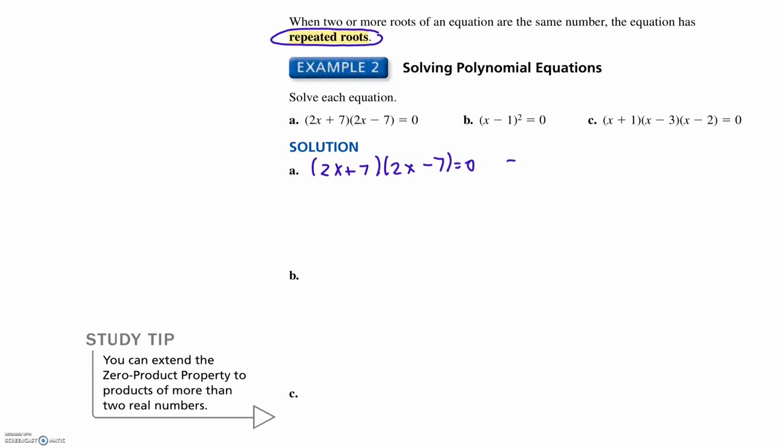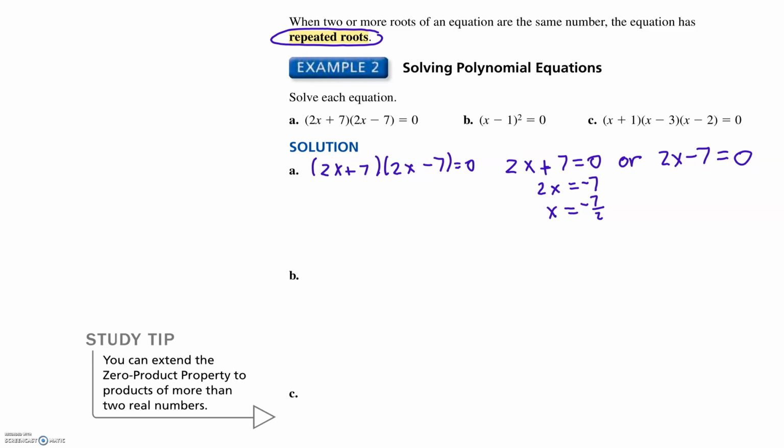So we just use the zero product property and set each factor equal to 0. 2x plus 7 would have to equal 0, or 2x minus 7 would have to equal 0. For this one, we'll subtract 7 from both sides, and then divide both sides by 2. Get x equals negative 7 halves.